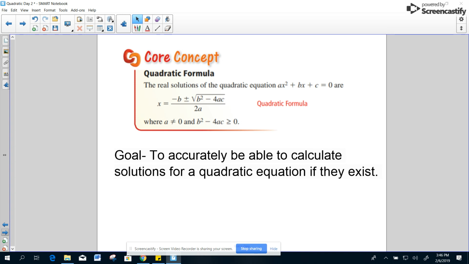The quadratic formula is as follows. The opposite of B plus or minus the square root of b squared minus 4ac all over 2a. Our goal is to accurately be able to calculate this for solutions to see if they exist. We will have either 1, 2, or no solutions. We'll start with a practice problem.